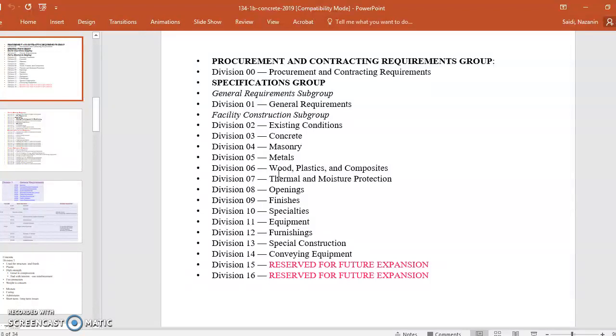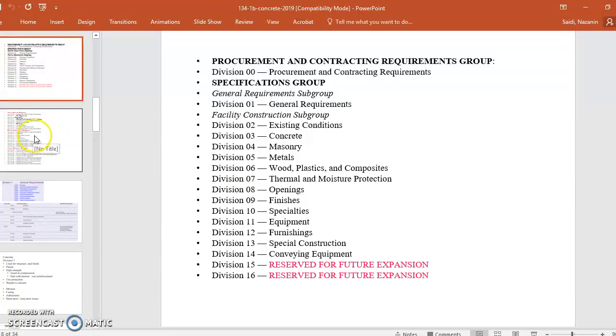The focus of this class will be on Divisions 7 to 14, fire codes, specifications, and AIA contract documents. All right. So with that in mind, we're going to start with Division 3, concrete review. We go into Division 5, metals, structural materials review. Division 6, wood and plastics, major structural material review. Then we start with Division 7 after that.